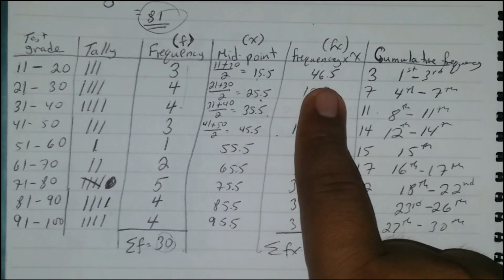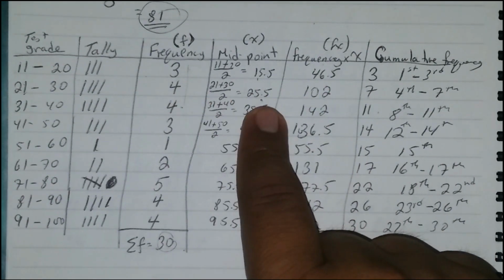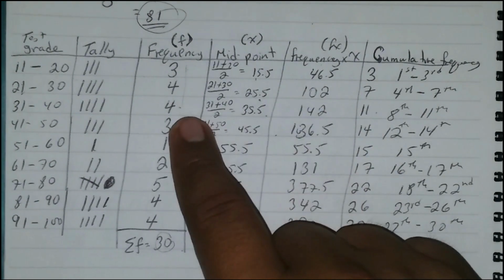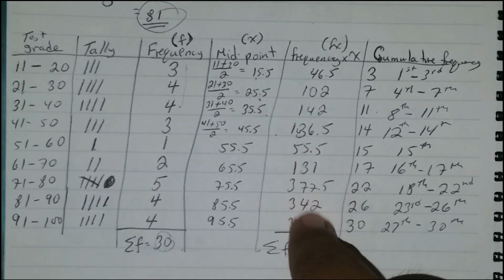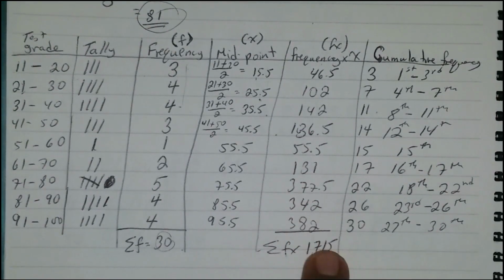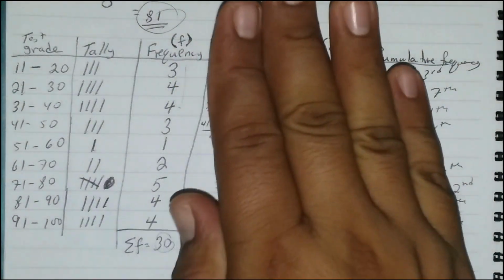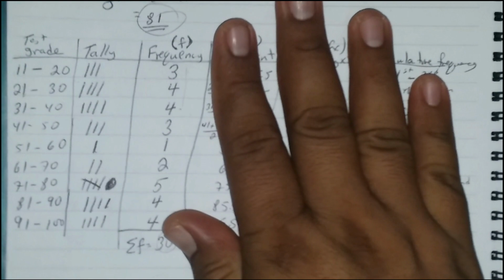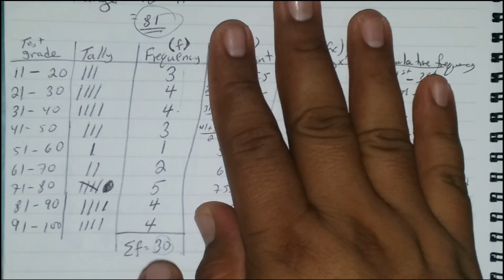That's going to be 3 times 15.5, which gives you 46.5. 4 times 25.5 gives you 102. 5 times 35.5 gives me 177.5, and so on and so on, right? Ensure you calculate the summation of fx and also the summation of the frequency. Now, regarding this frequency, remember that I said it is perfect whenever you haven't done all of that. After you finish the frequency, the best thing to do is find the summation of f. Why?